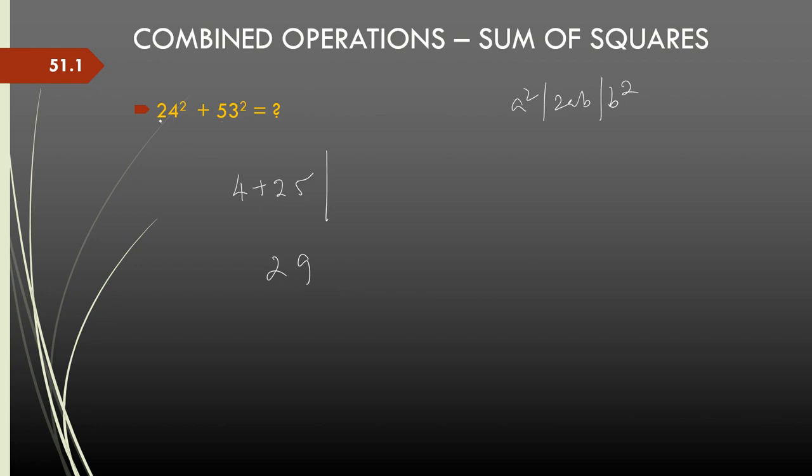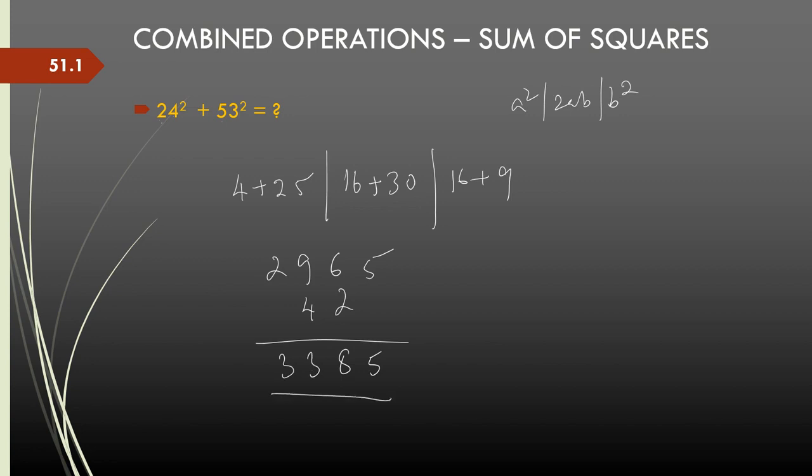Then the middle part is 2ab and 2ab. So 2 times 2 times 4, that is 16, plus 2 times 5 times 3, that is 30. So this is 46. So I can write it as 46. And then the rightmost part is 4 square plus 3 square, 16 plus 9, which is 25. So this is 5, 8 and 33. So 3385 is the sum of the squares.